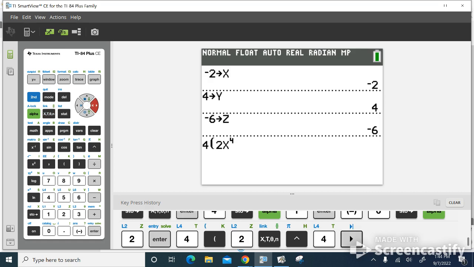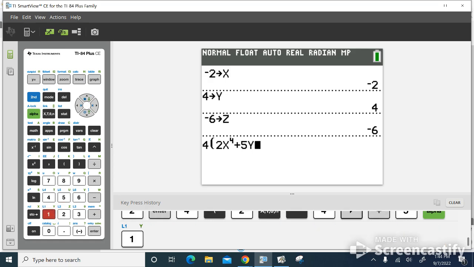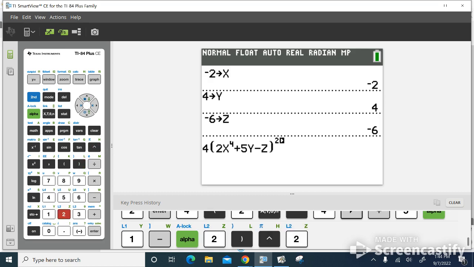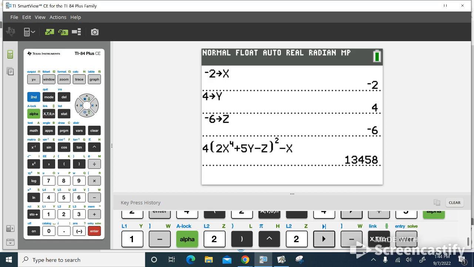What else do I have? Plus 5. We just talked. The y is right above the 1. 5y minus z, alpha 2. Close it up, all raised to the 2nd. And then I still have what at the end? Your calculator is going to follow order of operations now and plug everything in correctly. Guaranteed right every time. There you go. There's the value.